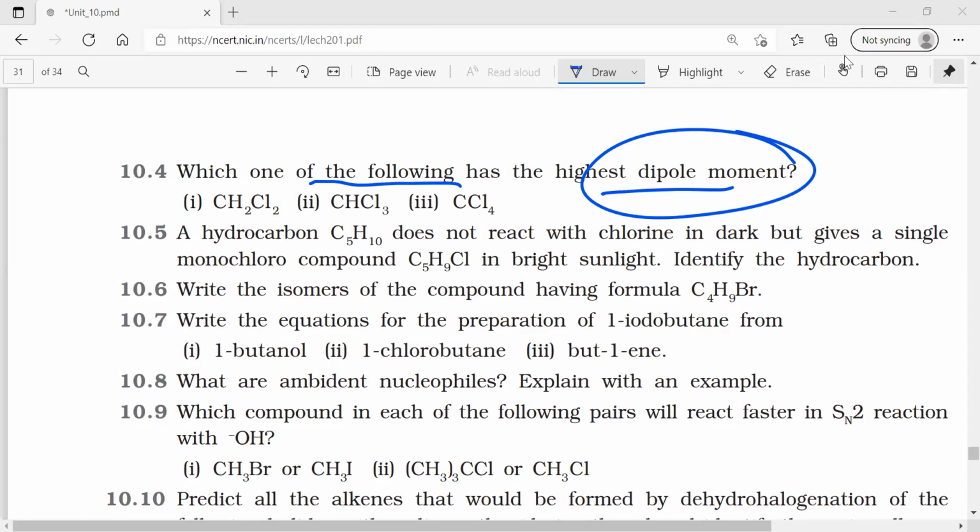No. In this question, 10.4 question, yes. Which has got more number of carbon and hydrogen atoms, to very much simplify the question? First option. Does everyone know that thing?